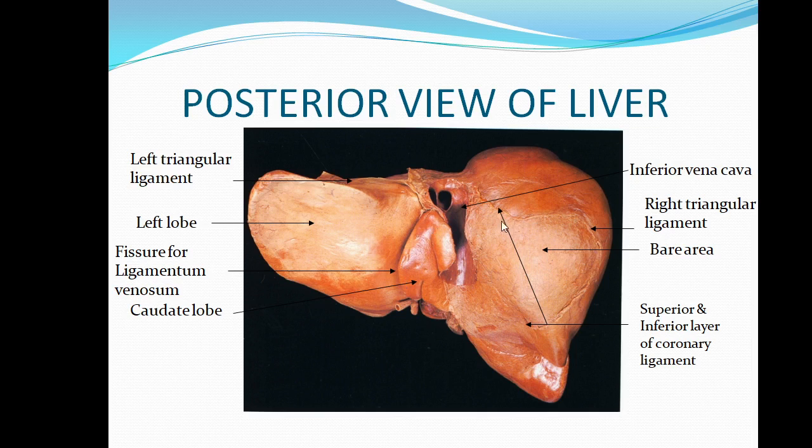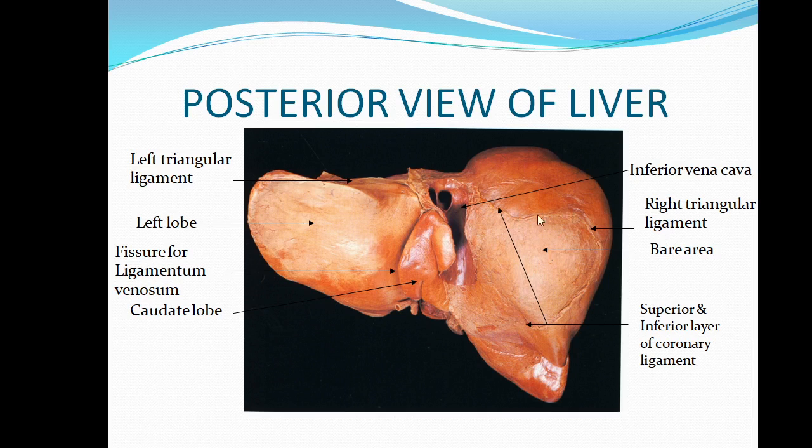Here you can see the superior and the inferior layer of the coronary ligament. And here the two layers are joined to form the right triangular ligament. So here is the right triangular ligament, and the two layers of the falciform ligament. They separate here, forming the right triangular ligament, which is continuous with the superior and inferior layers of the coronary ligament. And here you must appreciate that this coronary ligament does not lie in a single plane.